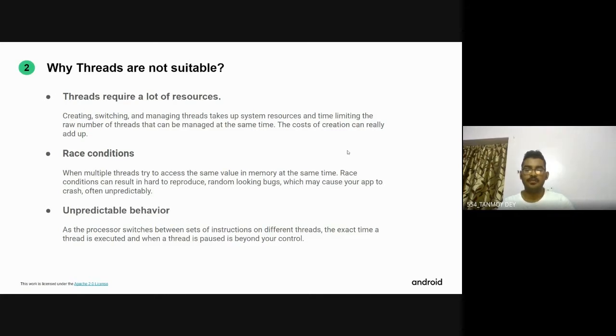Unpredictable behavior. While I give you the live demo, you'll understand that when threads run, they don't run in the order you expect. Different sets of instructions on different threads run at the times when it's more suitable for them. They don't run in the order they're supposed to. So this is why threads aren't suitable.